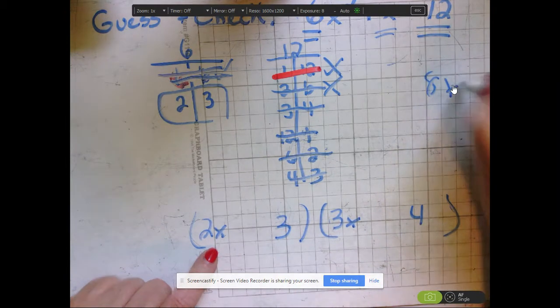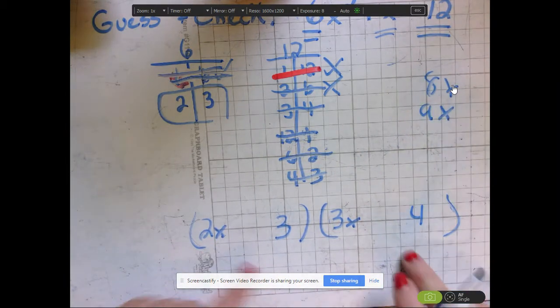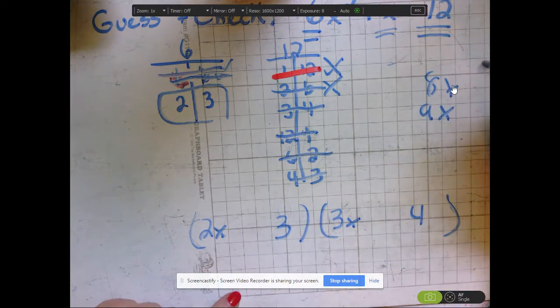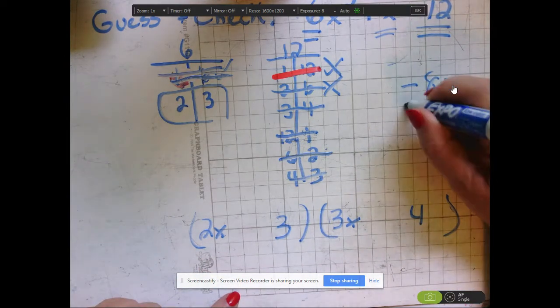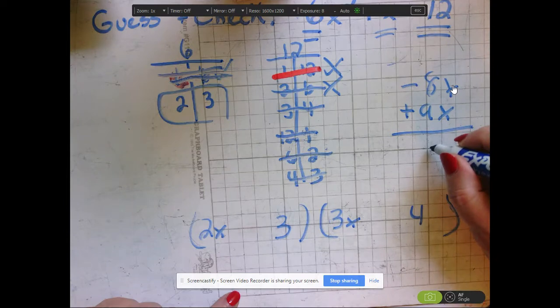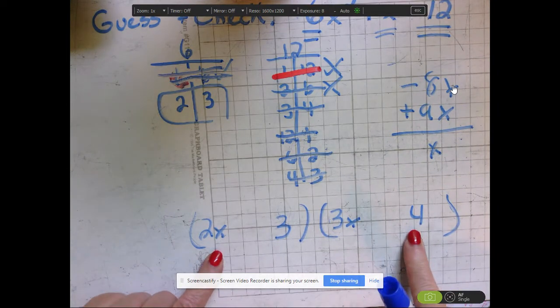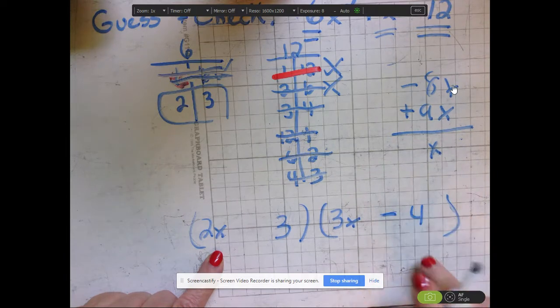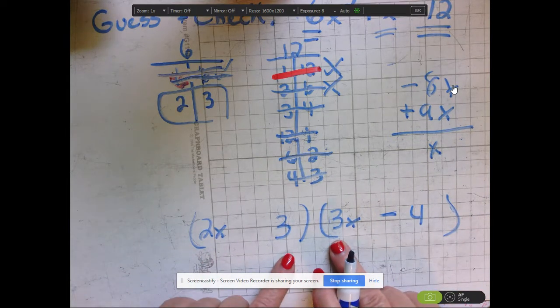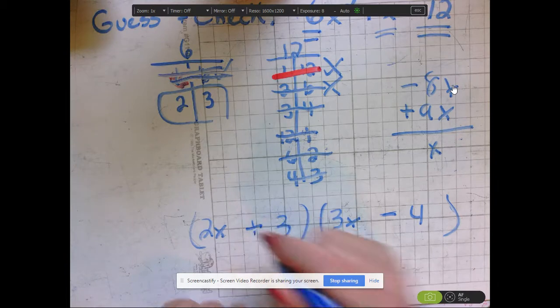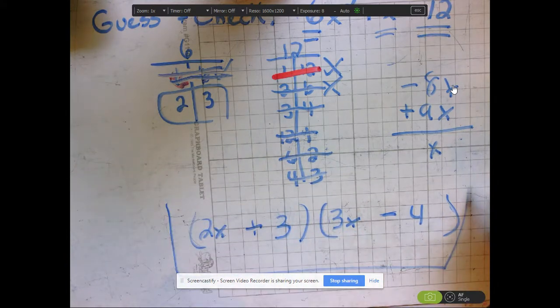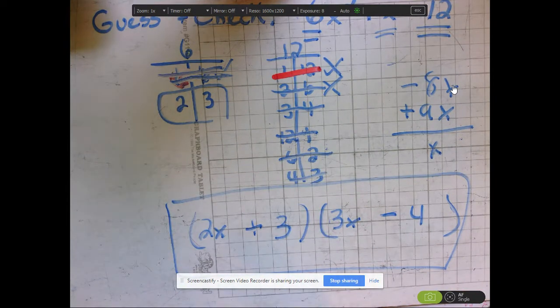8x and 9x. Oh, now I see, if the 8x was negative and the 9x was positive, if I add those, I would get to a positive x. So I need my 8x to be negative, so I'm going to put my negative sign here, and I need my 9x to be positive, so I'll put my positive sign here, and here I can find out this is how you factor using guess and check.